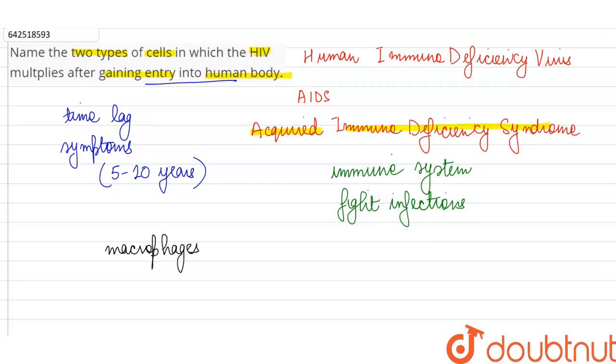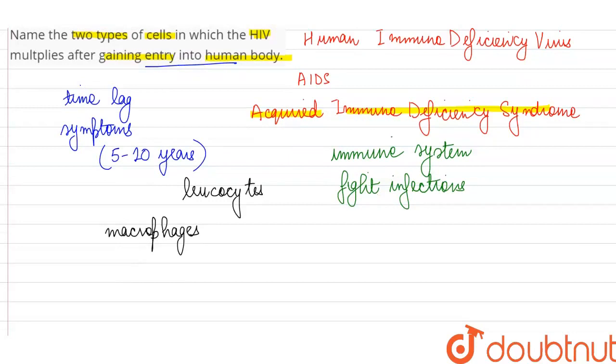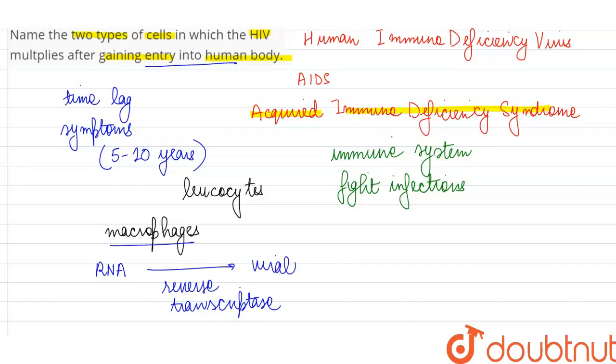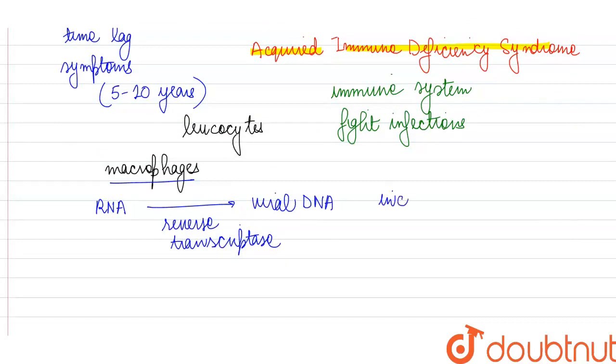the macrophages. Now macrophages are a special type of white blood cells or leukocytes which are known to engulf the foreign particles or the germs, but virus, since it is a parasite, it is going to enter these macrophages. Now inside these macrophages, the RNA of the virus, using the enzyme reverse transcriptase, is going to synthesize some viral DNA. Now this viral DNA gets incorporated into the DNA of the host cell.